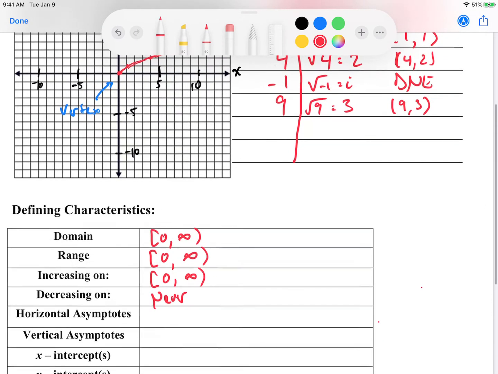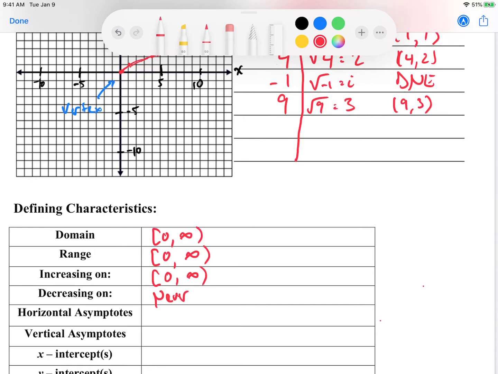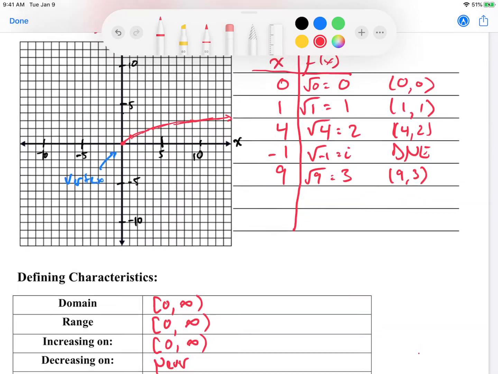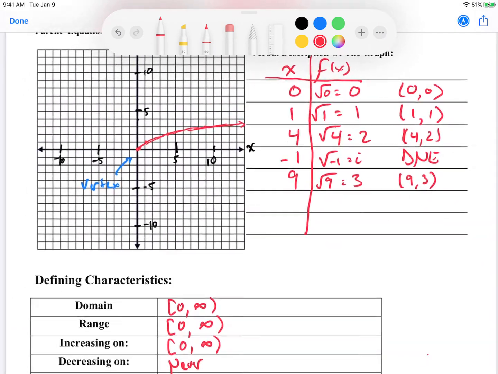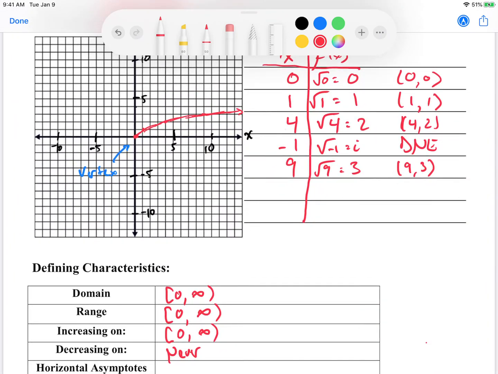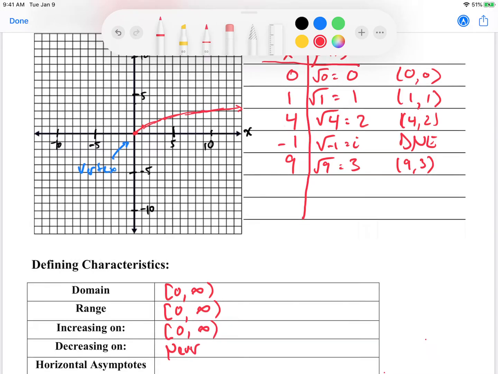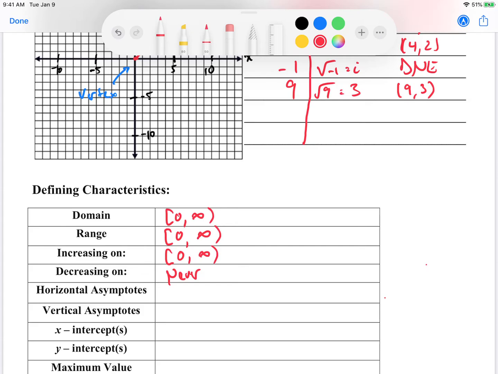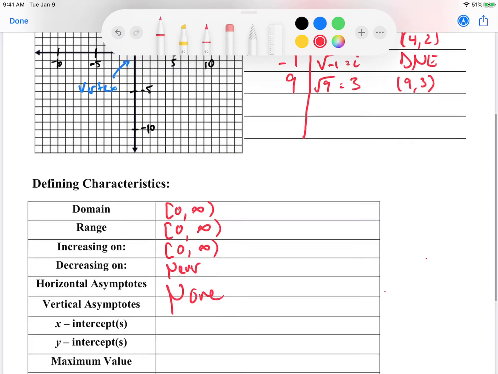As far as horizontal asymptotes and vertical asymptotes are concerned, we don't have any. If we look at this graph, there's nothing but this weird thing to the left, which isn't really an asymptote, it's just not defined. It doesn't look like this guy gets really close to one number and then never touches it. So there's none. No asymptotes. We'll get to x and y intercepts in a little bit.